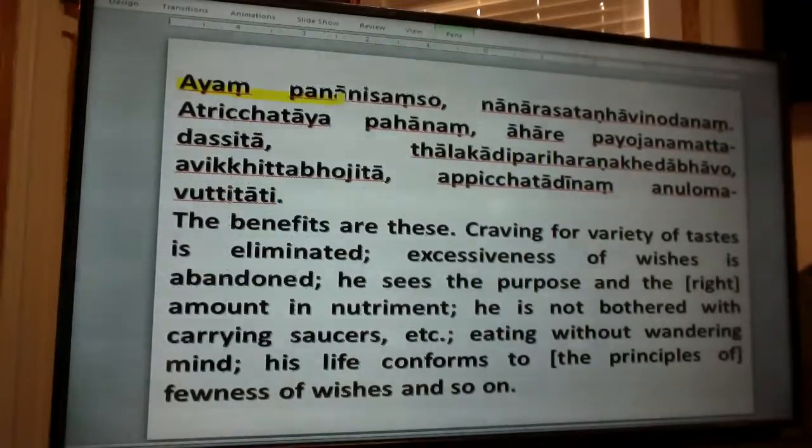Okay, Ayan Pana Nisanso. This Pali word is also said all the time. Anisanso is a benefit. This is a benefit. These are benefits for the person who follows the full eater practice. So what kind of benefit will he get? Nana rasa dana vinodana. Nana is a variety. Rasa is a taste. So a variety of tastes. Dana is attachment or craving, isn't it? So craving for the variety of tastes is eliminated, removed.